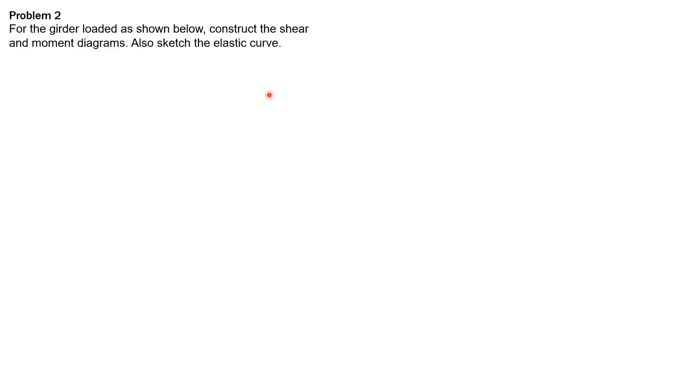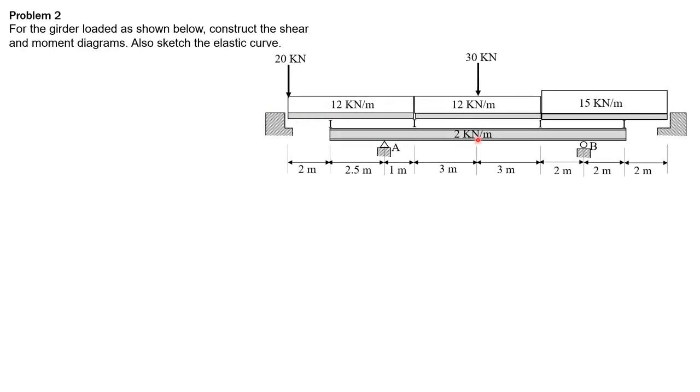So next problem is about construction of shear moment diagrams for girders. For the girder loaded as shown below, construct the shear and moment diagrams. Also sketch the elastic curve. So we have here the girder. The girder is weighing 2 kilonewton per meter as shown in the figure.